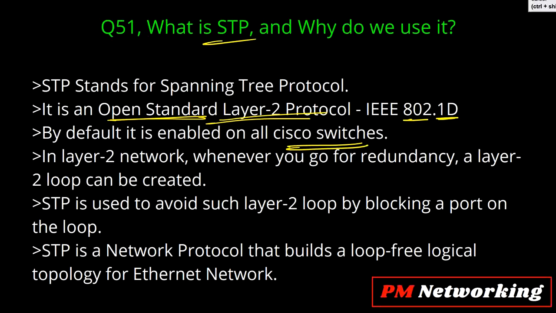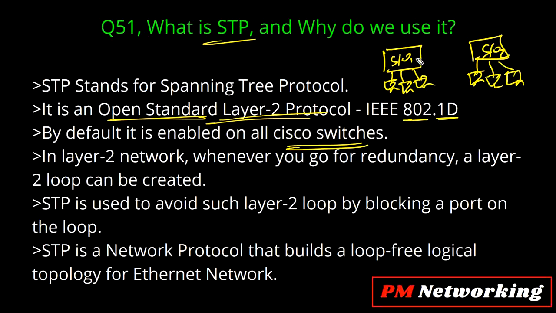First of all, let me explain how a loop can be created in a topology. Suppose we have two switches, switch 1 and switch 2, and suppose some users are here and some users are here. There is one link between switch 1 and switch 2. So guys, whenever this link goes down, my communication will be stopped from this network to this network. So there is no redundancy. So for backup, for redundancy, I will connect one more cable over here. If I connect one more cable over here, then a loop will be created.